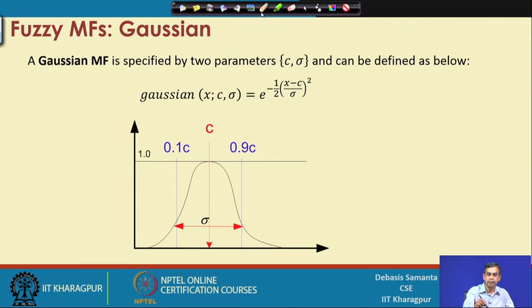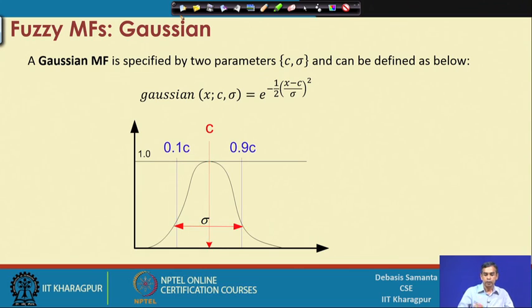A Gaussian membership function typically takes two parameters, C and sigma. C is basically the middle point, called the centroid or mean, and sigma is defined as the range between these two points, between 0.1 C and 0.9 C. If C is defined here, then there is 0.1 C and 0.9 C. So, this range is basically sigma.